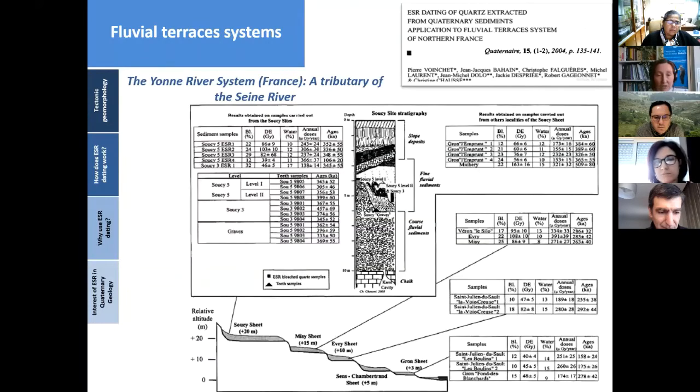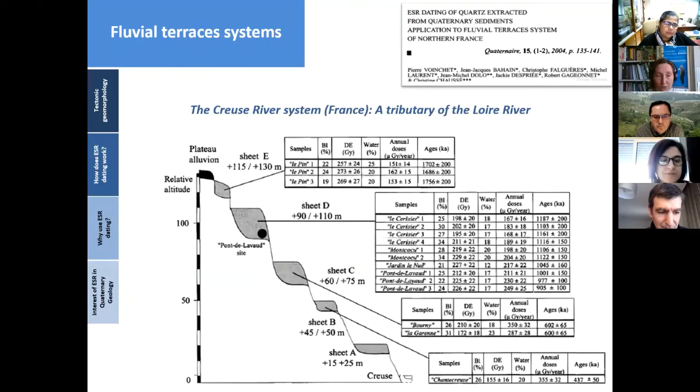This paper is a little bit old, so the figure is not very good. But you can see how many samples were taken for each terrace of this river, and also for the Cher River. So we cannot date a river system using only one sample for each terrace, okay? In general, we take many samples and we try to combine all these samples to obtain a precise and accurate age.